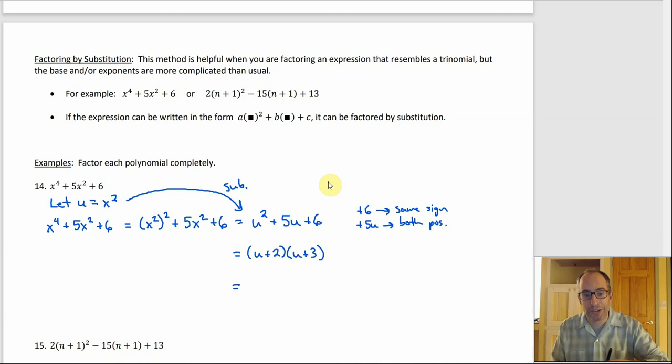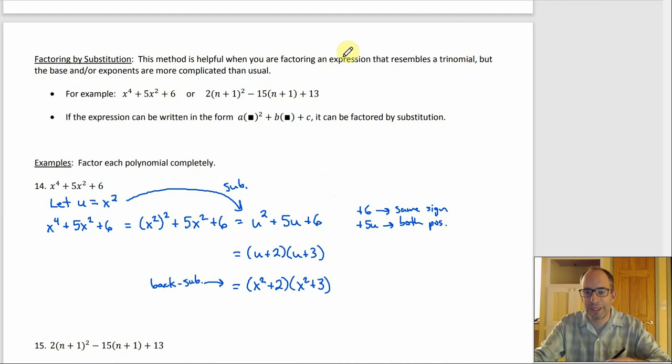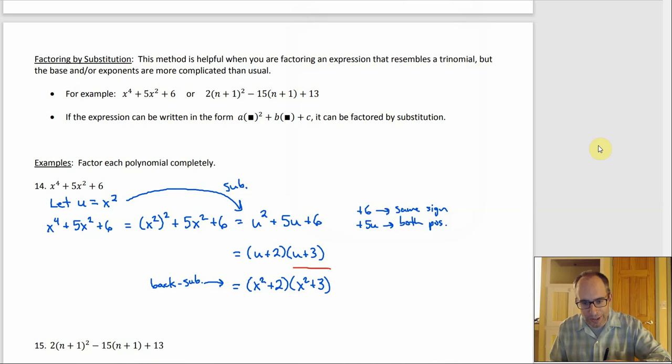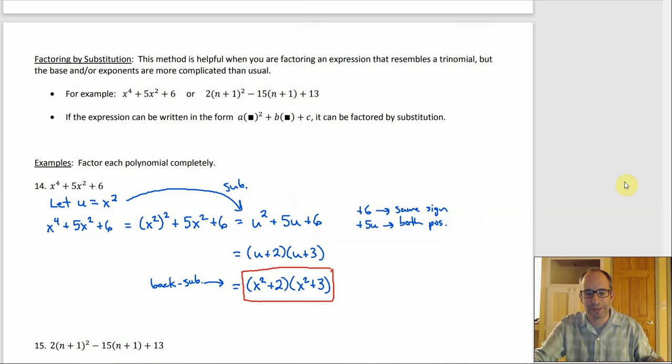So your final answer should have x's in it, not u's, because you started off with an expression with x's in it. So u is x squared, so you'd have x squared plus 2 times x squared plus 3. That's actually the final answer. So right here is where you back sub. If you sub, then later on to get the final answer, you have to undo it. You have to back sub. So you end up with an answer in terms of the same variable that you started out with. So there we go. That's the final answer there.